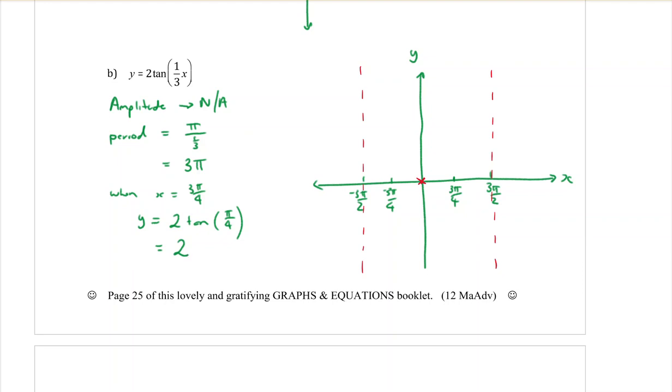So we can put that on here. So let's put a 2 here, like that. And we don't need to sub it in again because we know this is symmetrical. The negative 3 pi over 4 will be down at negative 2 down here. Please make sure that this is a curve though, it's not a line. Tan curve coming through there like that.